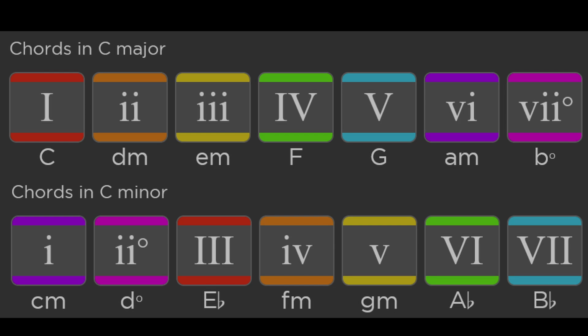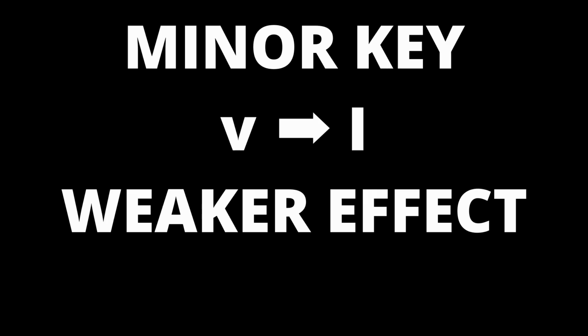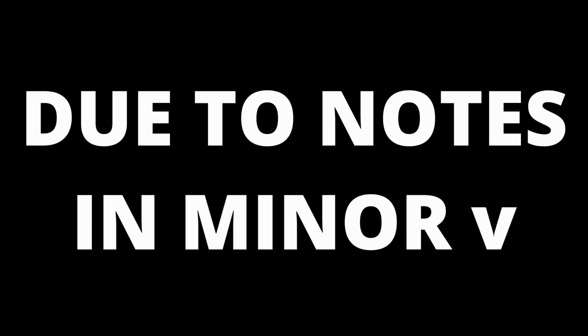In the parallel minor, the 5 chord is a minor chord. The minor 5 chord has a weaker effect in a minor key and doesn't pull us as strongly to the tonic or 1 chord. This is because of the notes that make up our minor 5 chord. Let's look at a 5 to 1 change in the key of C major to demonstrate this. The 5 chord in the key of C major is G major.